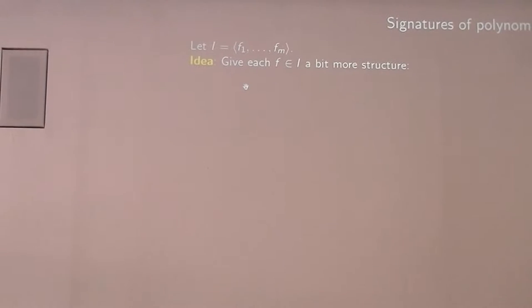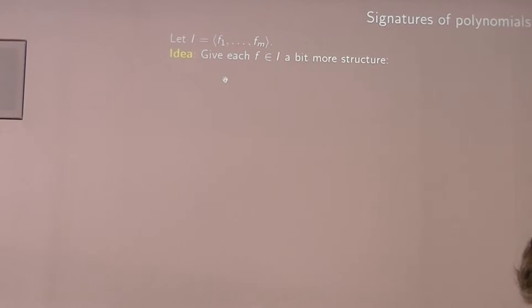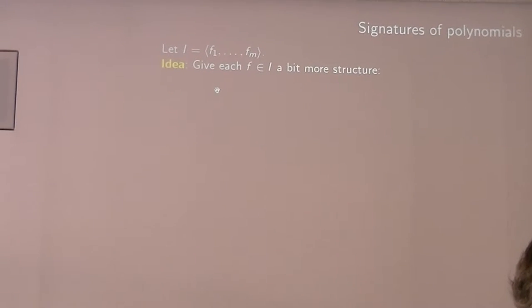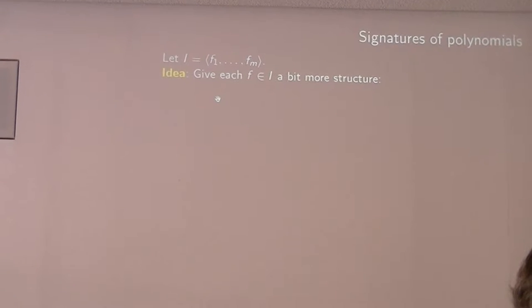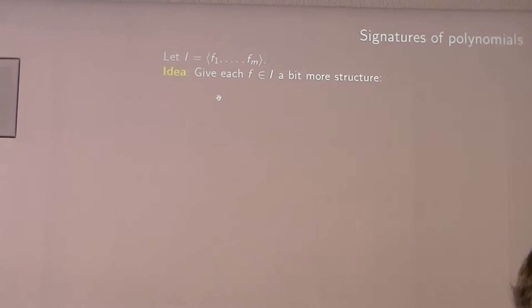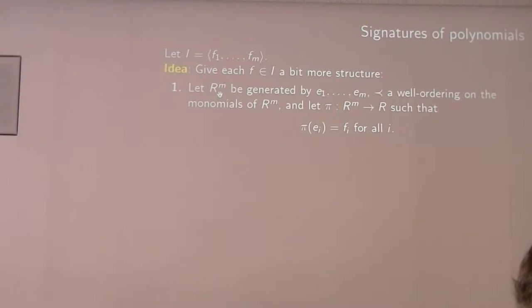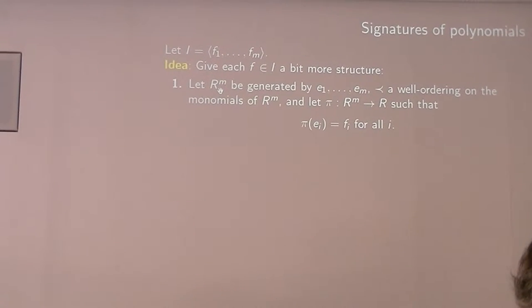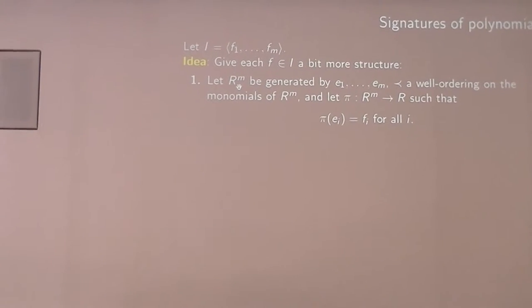Let's again start with an ideal generated by m elements f1 to fm. The idea mainly is to give each such element in the ideal I a bit more of a structure and use this structure to discard useless elements. So if we have these m generators of the ideal, we can look at the free module R^m generated by canonical generators e1 up to em.